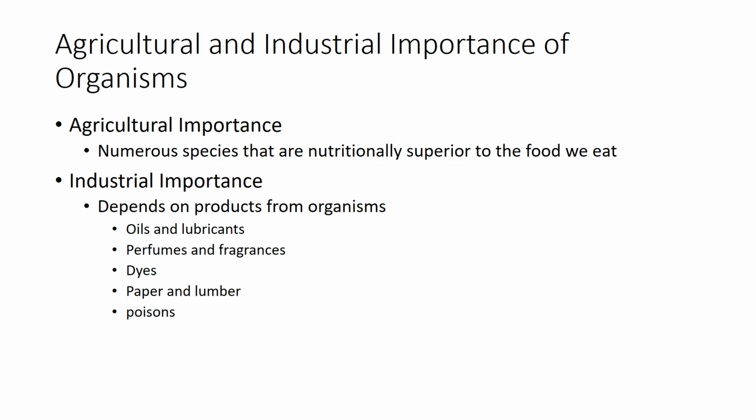so, you know, industrial importance, oils and lubricants, perfumes, dyes, paper, lumber, poison. I mean, there's all kinds of things that we rely on organisms for. So I hope I've kind of created a picture that, you know, despite the fact that it may seem like, well, really all I need to survive is some crops and maybe a cow or two and some pigs and chickens. All the rest of the things on Earth could probably go away and I'd be fine. And it shows a pretty limited perspective on how the Earth actually works.